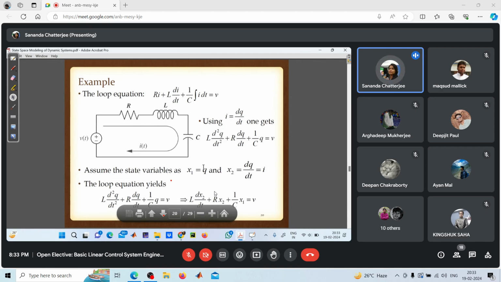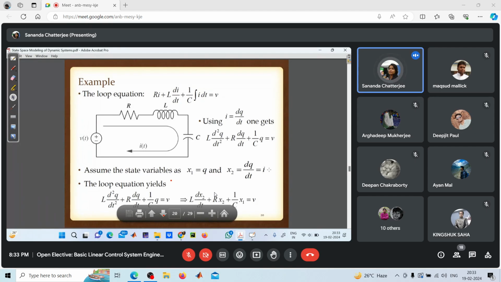So one can directly take Q as one state, that is the charge. Current means the rate of change of charge. So one can take as the states describing the system the energy stored in the capacitor and the energy stored in the inductor. One is directly proportional to Q and another is directly proportional to current. So that's why I have taken these two.